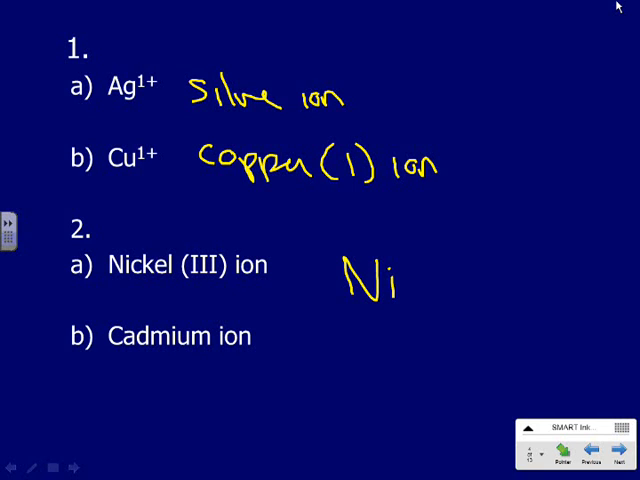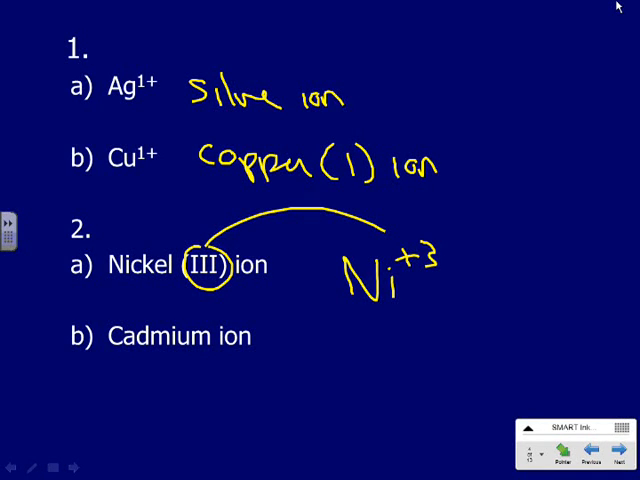What's the charge going to be, Dallas? +3. It's a metal, so it's got to be plus, and it's telling us the charge on the ion. +3. That's easy. It's like they're telling it to us. If I'm asked a cadmium ion, this becomes trickier because I actually have to find cadmium, and then I have to find out what the charge is.